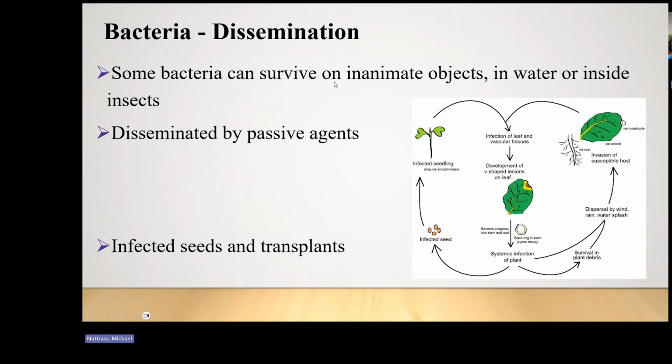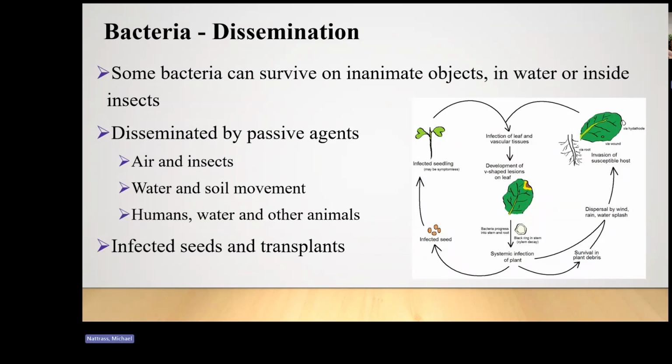All right, so they're going to survive on inanimate objects in water. That's why water movement, water drainage, and also wind flow are important for all of these different diseases. They can be disseminated through the air, through insects. We talked about it earlier: insects not only attack the plant, but also carry different pathogens as a vector. Also through water and soil.